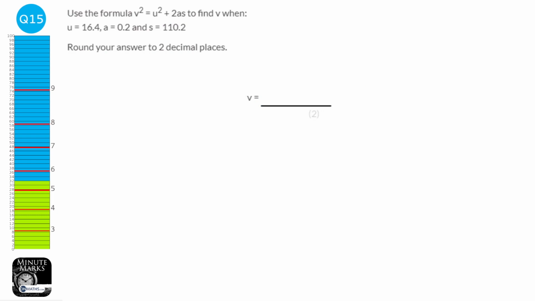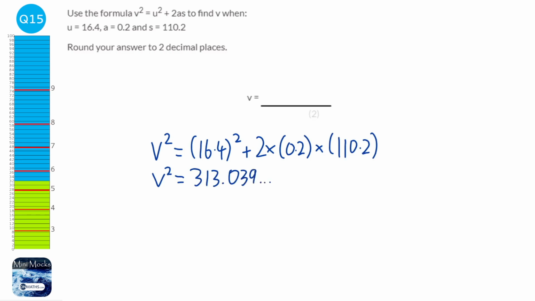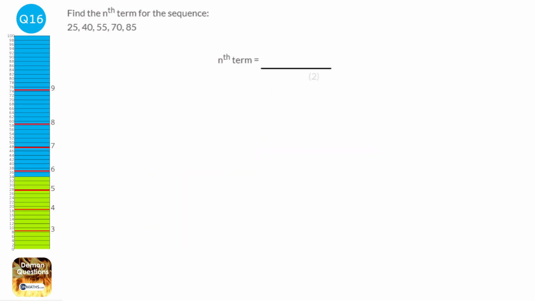So we're just going to substitute the values that were given into the formula. So v squared equals, and then u is 16.4 squared plus 2 times a, which is 0.2, times s, which is 110.2. Type that into the calculator and you get 313.039 and so on. And we're just going to quickly solve this by square rooting both sides, because it's v squared equals and we just want v equals. So v equals, and we square root that on the calculator, 17.692 and so on. It says it wants it to 2 decimal places, that's just going to be 17.69. So let's just write out this sequence.